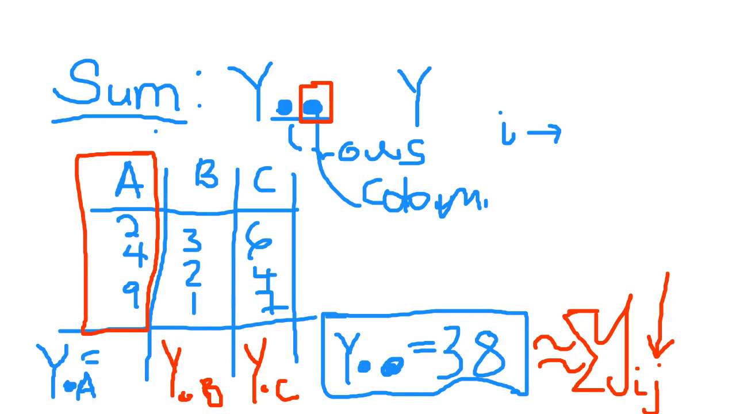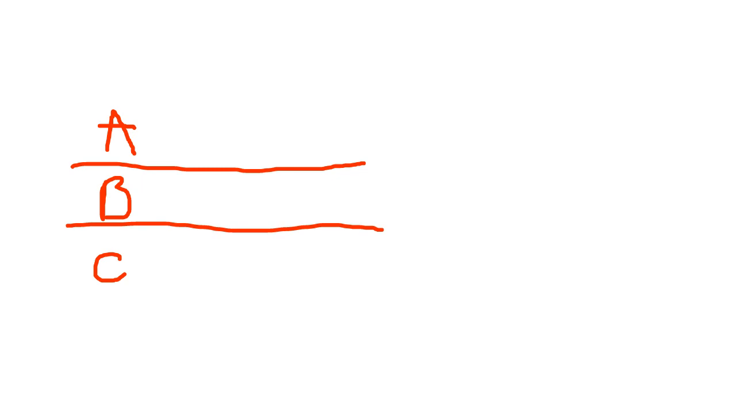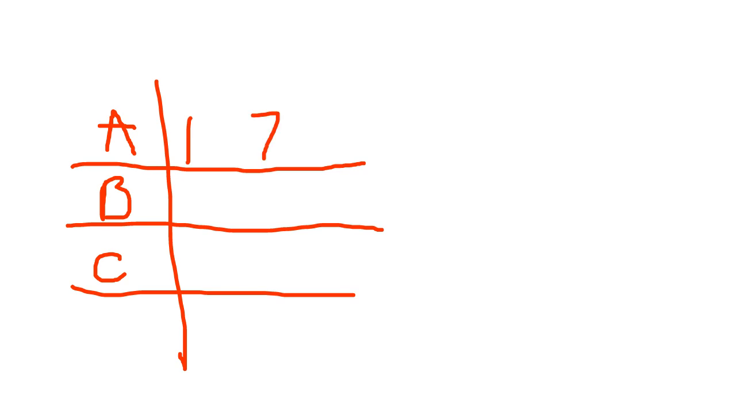But if now I change the table, things won't be the same. For example, now let me write the table in a different format. A, B, C. 1, 7, 2, 3, 9, 7, 2, 2, 2.